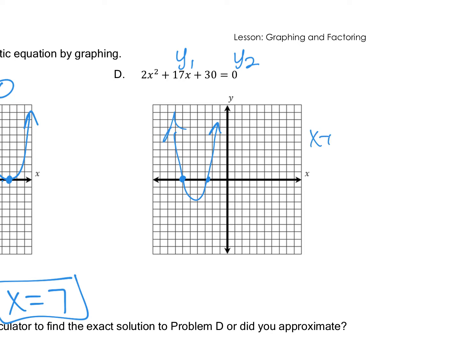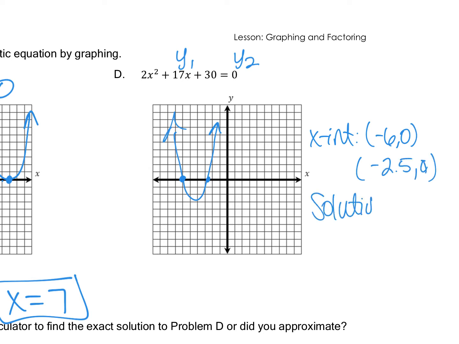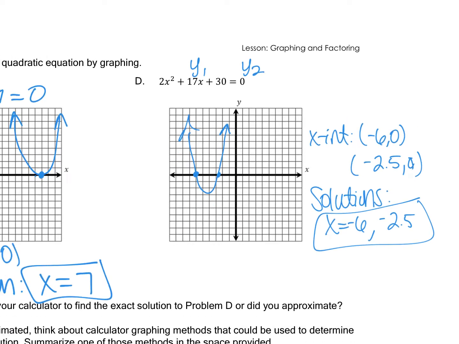So your x-intercepts, and remember your solutions are the x values. So x equals -6 and -2.5 if you want to write it all together. So again, we're solving the equation. We're trying to find x. This is solving by graphing.